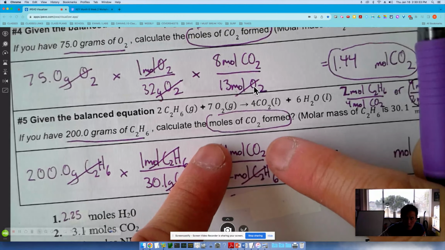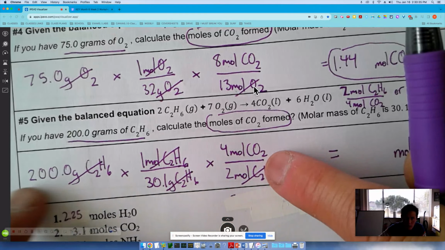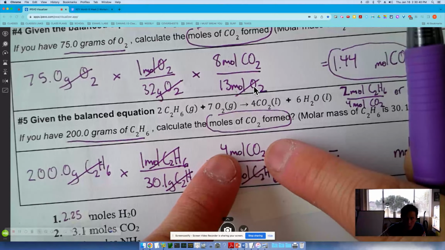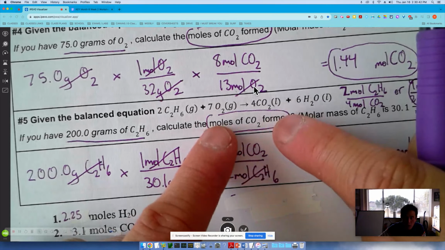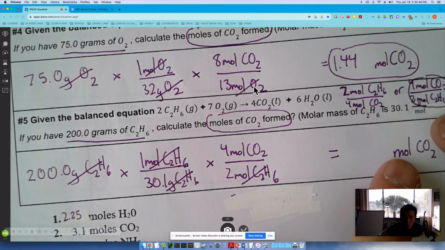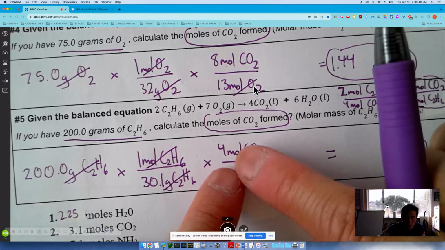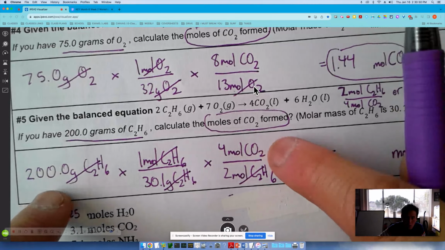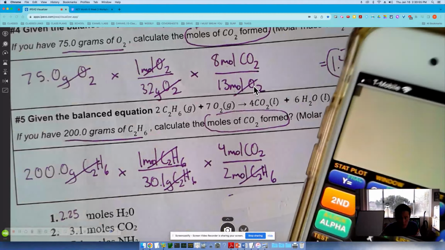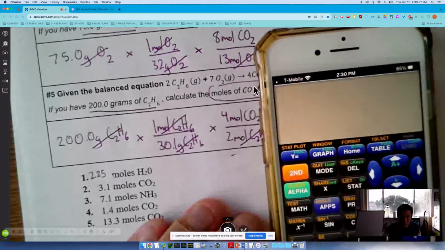You will have a unit left over only after all this canceling of units. The only unit that I have left over is moles of CO2. And guess what? That's what I wanted. That's what this question was asking for. That's what I left a space for. This ensures that all my math is set up correctly. The last thing to do is to calculate all this math.